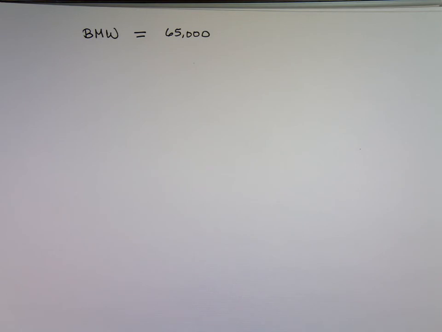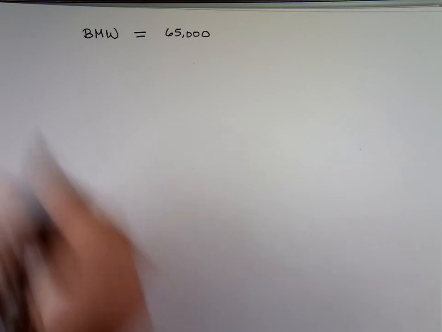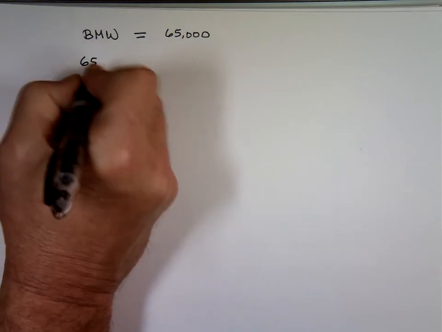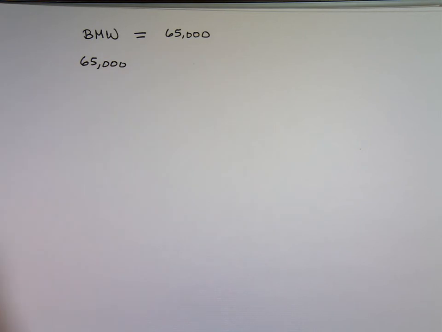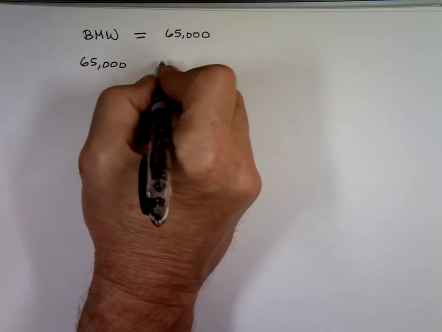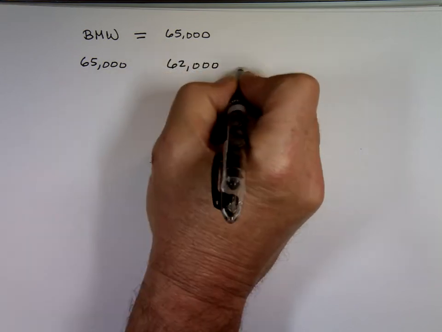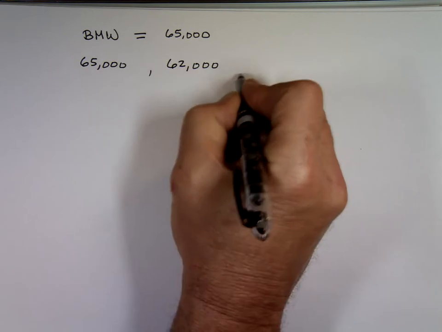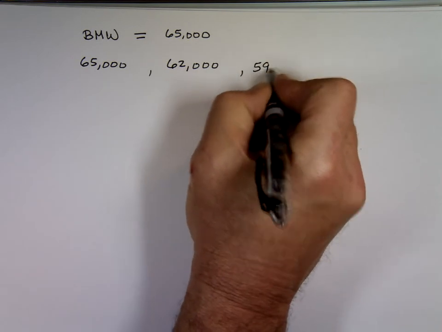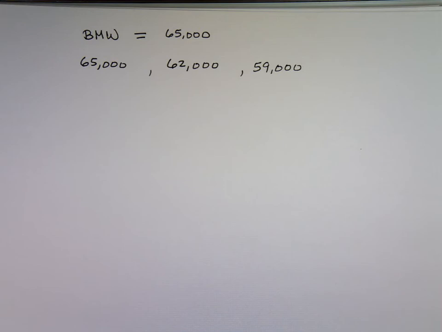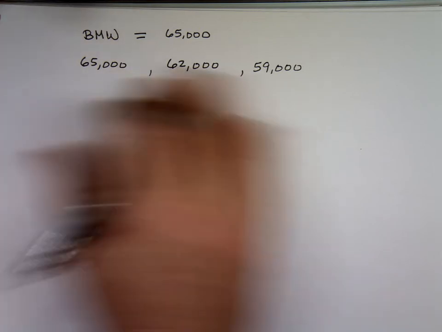Let's say it loses $3,000 every year. Depreciate. $3,000 every year. So today, when you get the car, before you get in the seat and start driving it, $65,000. A year later, it's going to be worth what? $62,000. A year later? $59,000. I'm sure it'll depreciate a lot faster than that, not just $3,000, but just an example. Just depreciation. How long would it take for the car to be worth nothing?